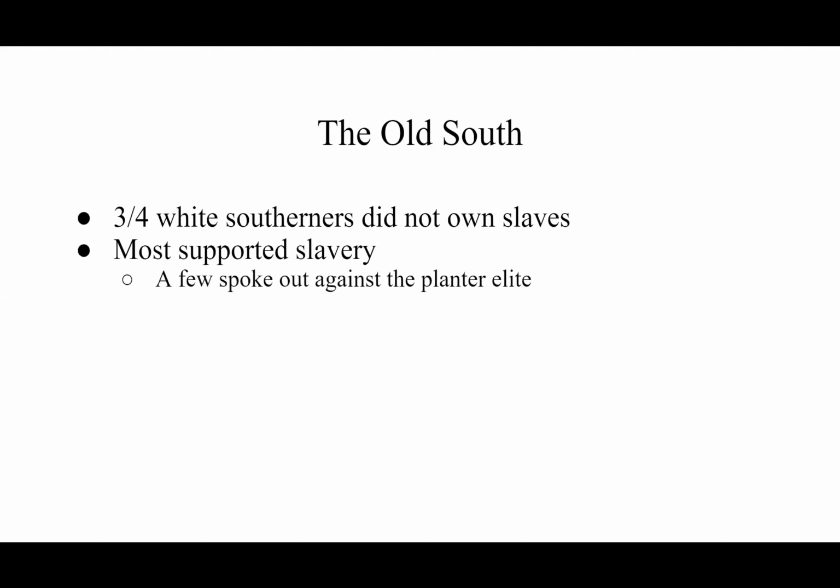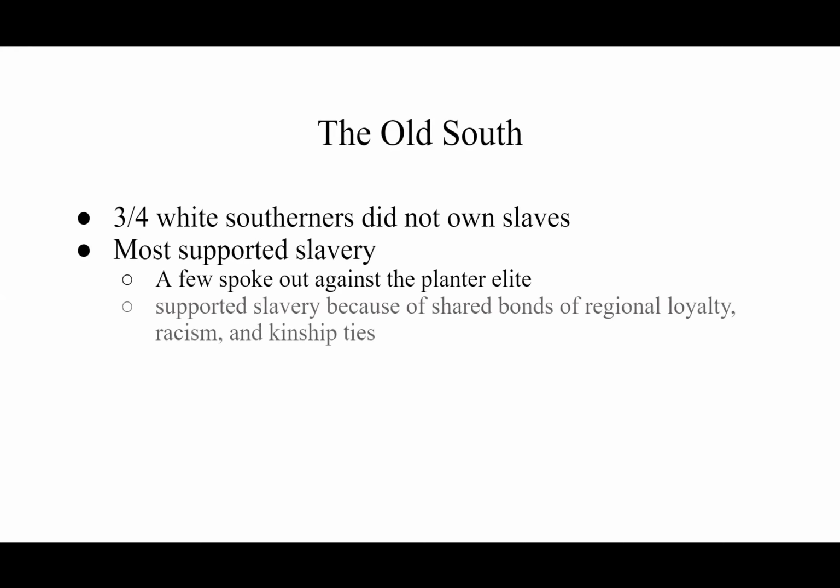Even though there's a few who speak out against the planter elite, the planter elite are large plantation owners. These are men who have thousands of acres of land and own 100, 200 plus slaves. Well, even though some people speak out against slavery and against these men, most people are afraid of them because they control the economics, the politics in the South. And so a lot of people wouldn't speak up against them.